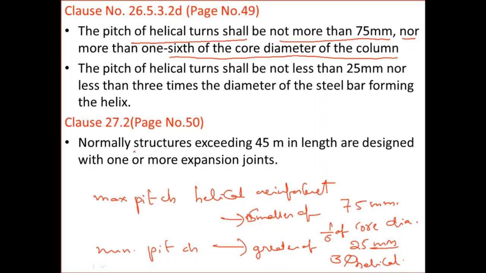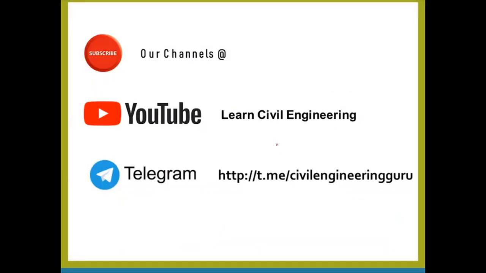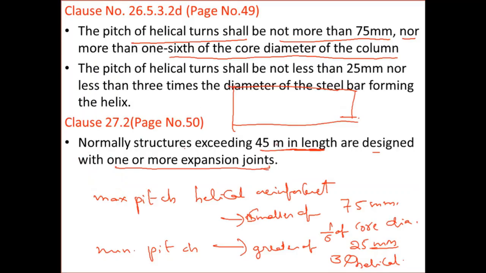Then the last clause here is for structures exceeding 45 meters in length. Suppose there is a structure and the length of the structure is more than 45 meters. In that case, you have to design for one or more expansion joints. Otherwise, you need not design the expansion joint. We provide the expansion joint by considering which effect? Temperature effect. So this temperature effect can be ignored if the structure length is less than 45 meters, but if it is greater than 45 meters, you have to consider the temperature effect and provide one or more expansion joints. So these are the important clauses in section 3 of IS 456-2000.